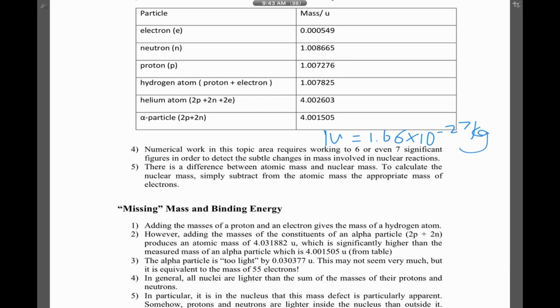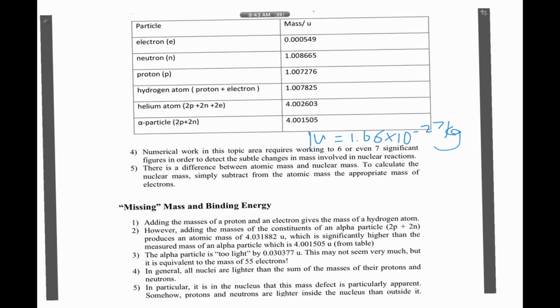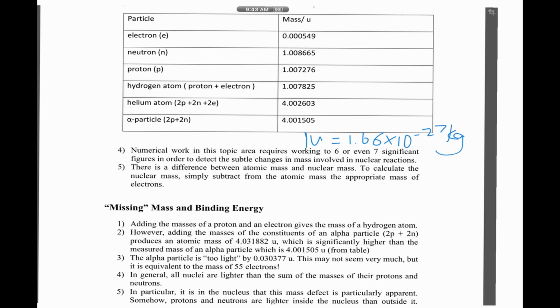Alright, by definition, they actually ask this definition of 1 U. What is the definition of 1 U? It is 1/12 of the mass of a carbon-12 atom. Alright, and what is 1 mole? What is 1 mole of substance? It is the one used in ideal gas also. 1 mole of substance contains NA, which is the Avogadro constant, number of atoms or molecules.